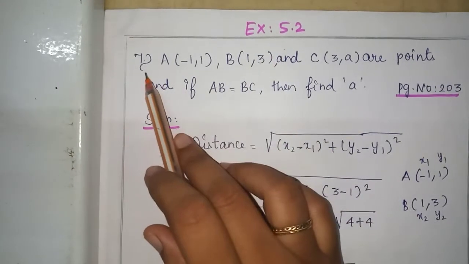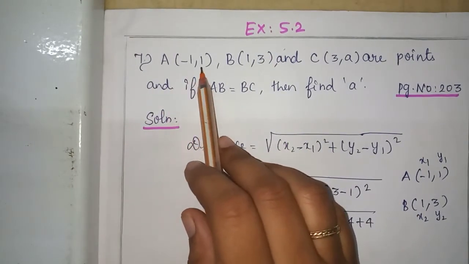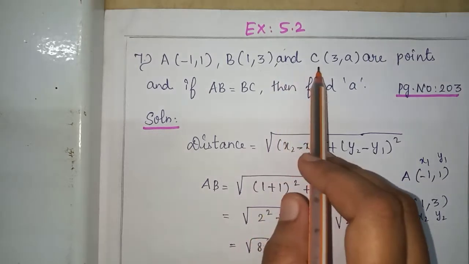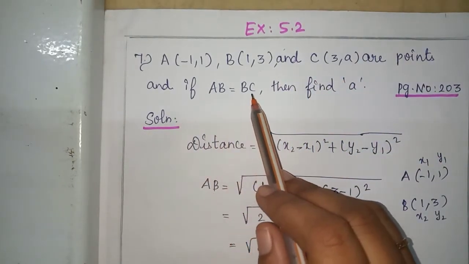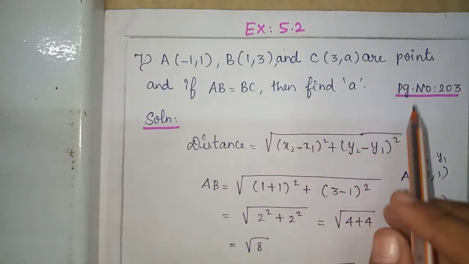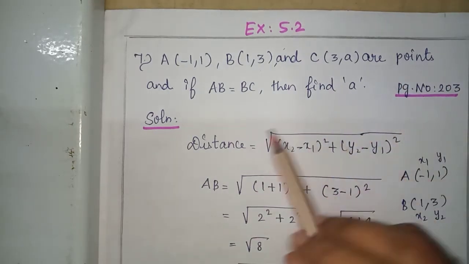Exercise 5.2, question number 7. A(-1, 1), B(1, 3) and C(3, a) are points. If AB is equal to BC, then find a. This belongs to page number 203.